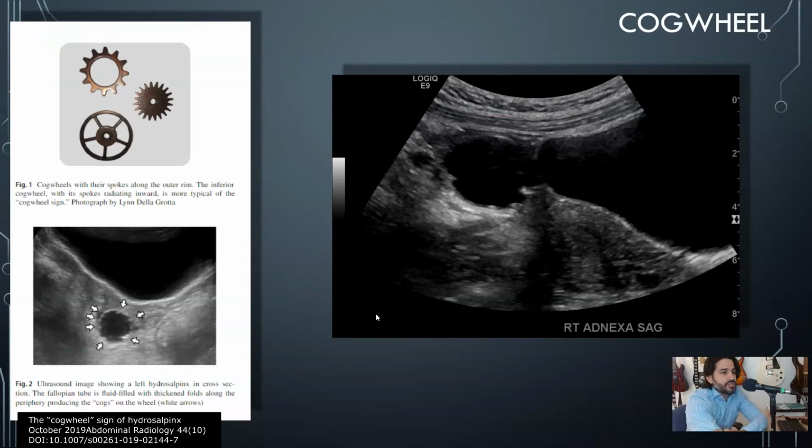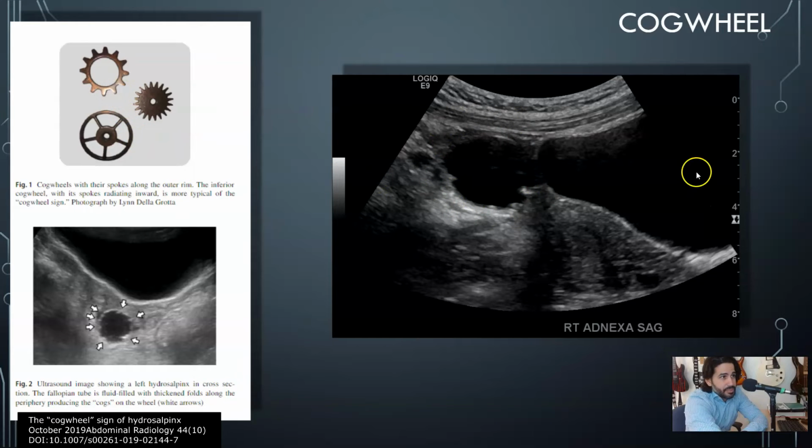All right, now we go on to the cogwheel sign. The cogwheel sign is related to hydrosalpinx. Here you can see the ultrasound image with these little projections, and it resembles a cogwheel. It represents a fallopian tube that is fluid-filled with thickened folds along the periphery, producing the cogs.